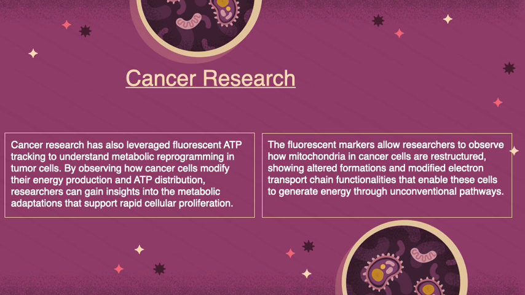Cancer research has leveraged this fluorescent ATP tracking to understand the metabolic reprogramming of tumor cells and how cancer cells modify their energy production and ATP distribution. Now researchers can gain insight into metabolic adaptations that support rapid cellular proliferation. The fluorescent markers allow researchers to observe how mitochondria in cancer cells are restructured, showing altered formations and modified electron transport chain functionalities that enable these cells to generate energy through unconventional pathways.